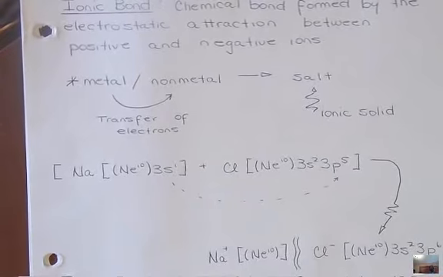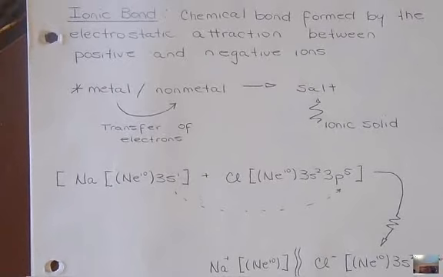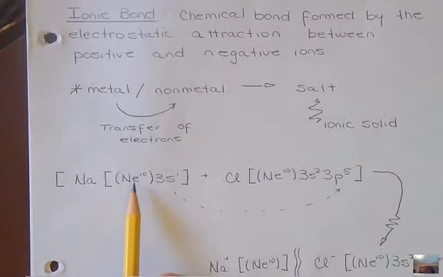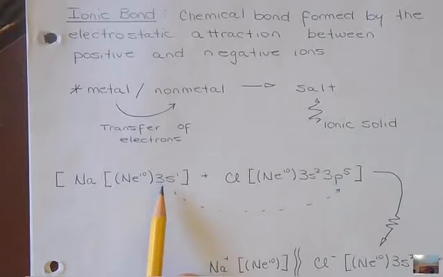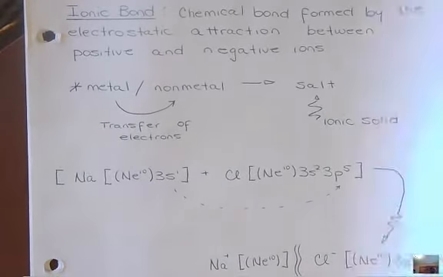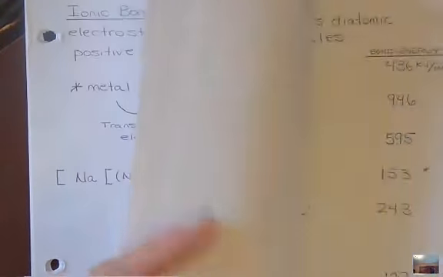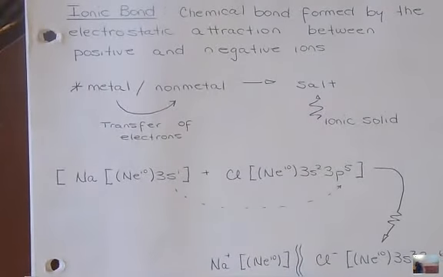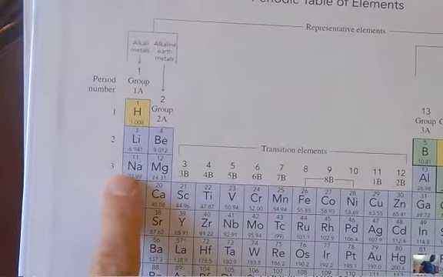So let's take a look at that example. If you recall, we learned the electron configuration of sodium: it has the same core electron configuration as neon, which is 1s2, 2s2, 2p6, 3s1. This last electron is the one we want to concentrate on. If you look at where sodium is on the periodic table, it is the first member of group 1. Let me just get a quick version of the periodic table to show you that. Okay.